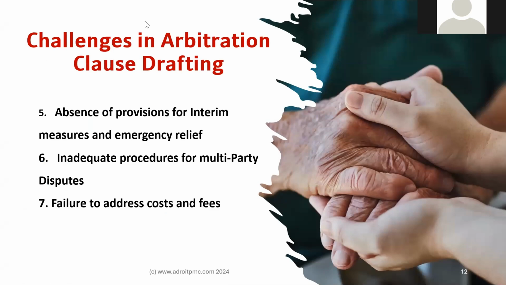And absence of provisions for interim measures. For example, if the parties, in between or before the commencement of arbitration proceedings, need some interim relief, and there is a provision in the arbitration clause, then obviously they should go with the arbitration proceeding, and they should ask the arbitrator for such interim relief.